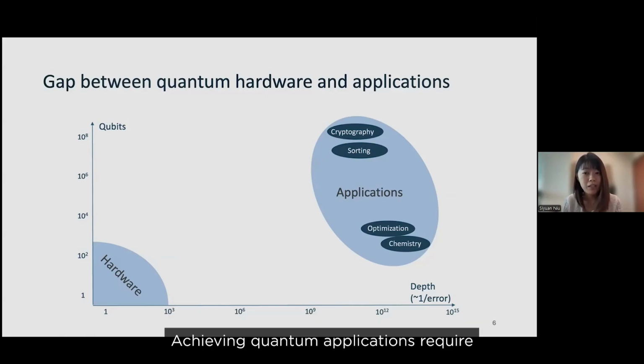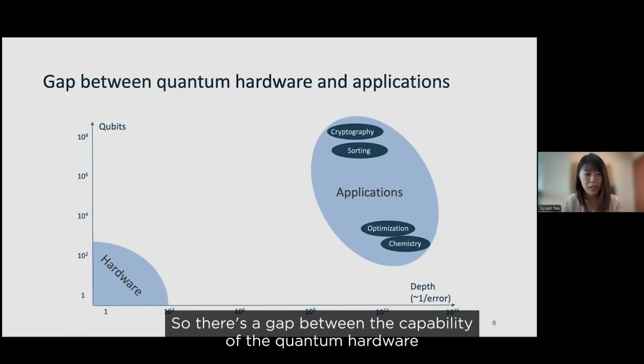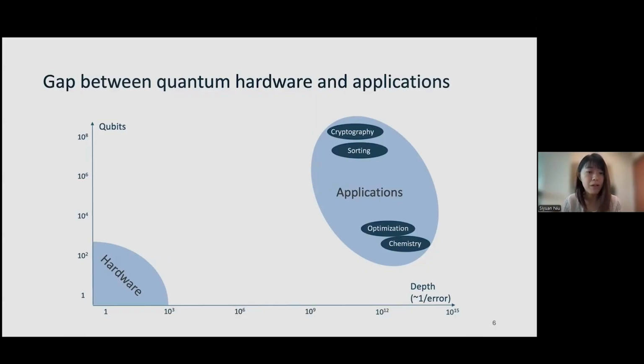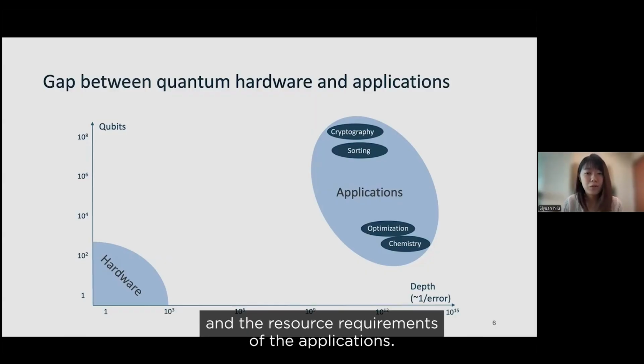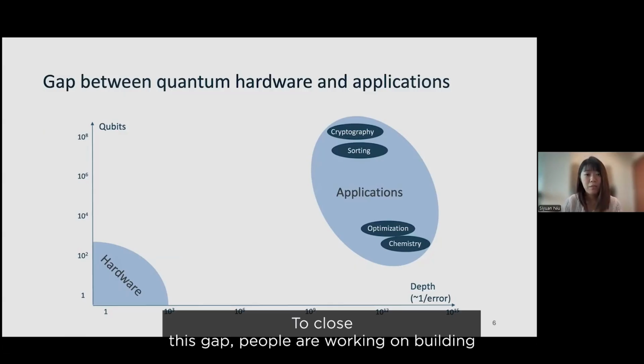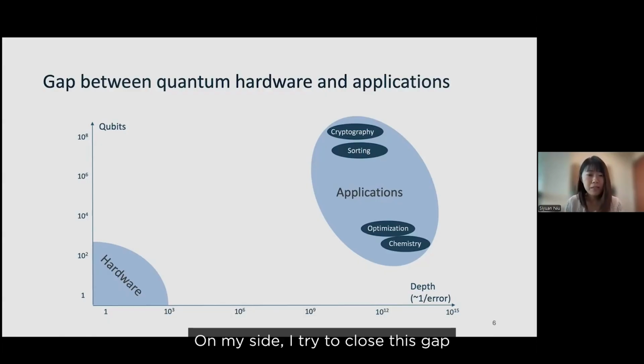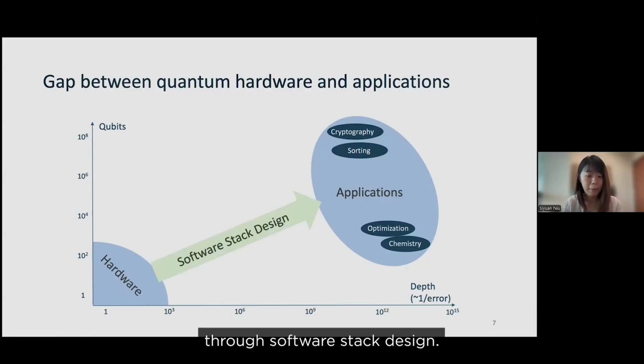Achieving quantum applications requires many more qubits with much lower errors. So there's a gap between the capability of the quantum hardware and the resource requirements of the quantum applications. To close this gap, people are working on building better qubits or discovering more resource-friendly applications. On my side, I try to close this gap through software stack design.